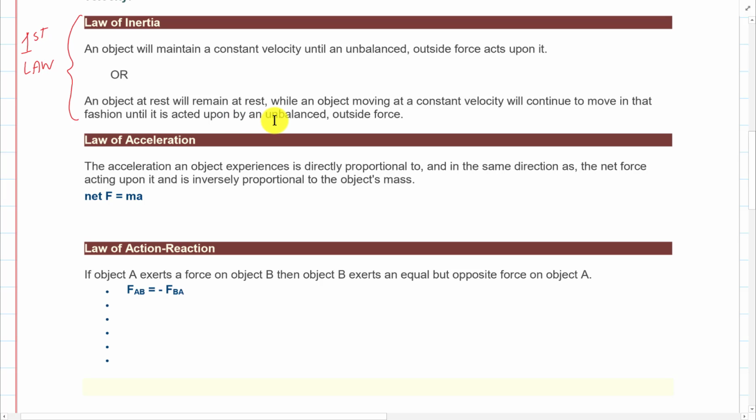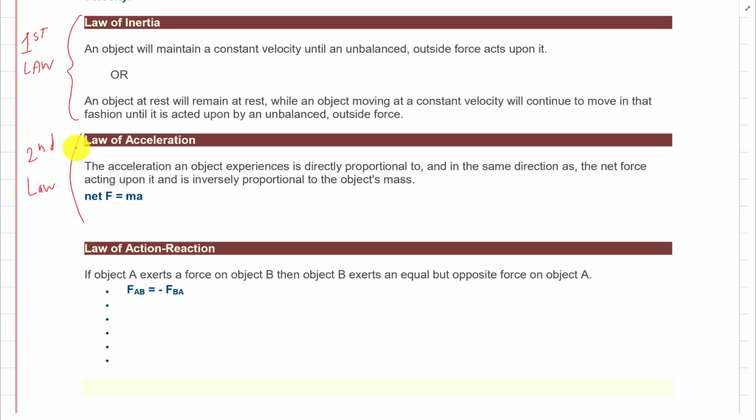Here's Newton's second law. Also nicknamed the law of acceleration. The acceleration an object experiences is directly proportional to and in the same direction as the net force acting upon it, and inversely proportional to the object's mass.